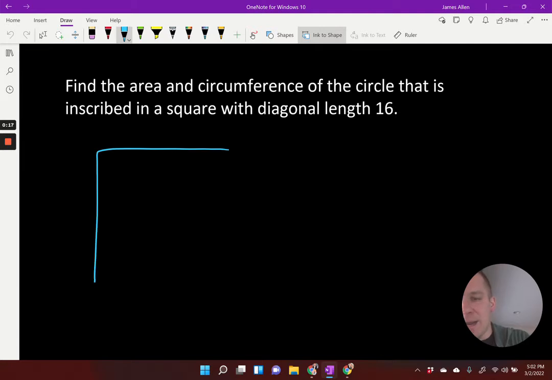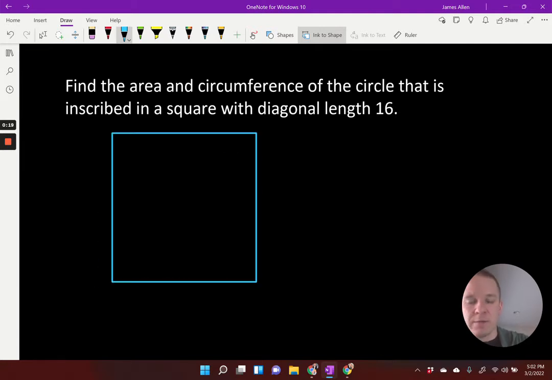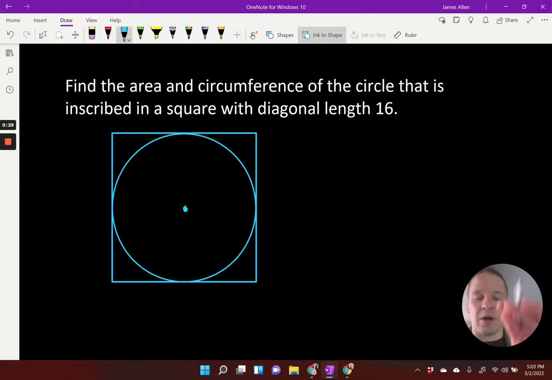So if I had myself a lovely square, and then I had a circle that was inscribed in it. So let me try and get a circle. I'm going to have to adjust this. Boom, there we go. Inscribed just means that it is touching on all sides of the square. So that circle has been inscribed in the square. Now it says the diagonal of the square is 16. So that's going to be 16.